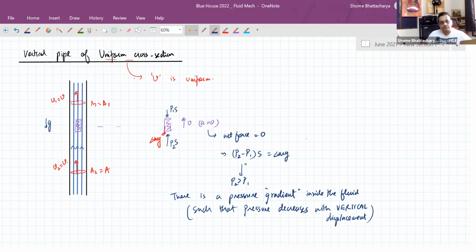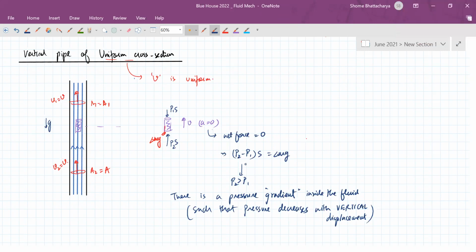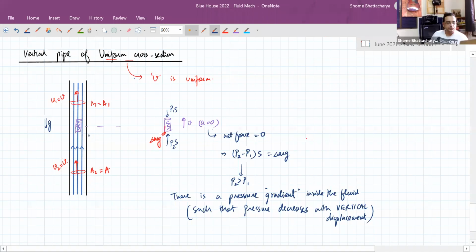Right, finished? Sir, yes. Will P2 always be greater than P1? Hmm. Yeah, so that's what I'm saying, that P2 will be greater than P1 in this situation because the cross-sectional area is uniform. You know? So the fluid element is going up with zero acceleration, but then something has to counter gravity. But that's not always going to be the case.